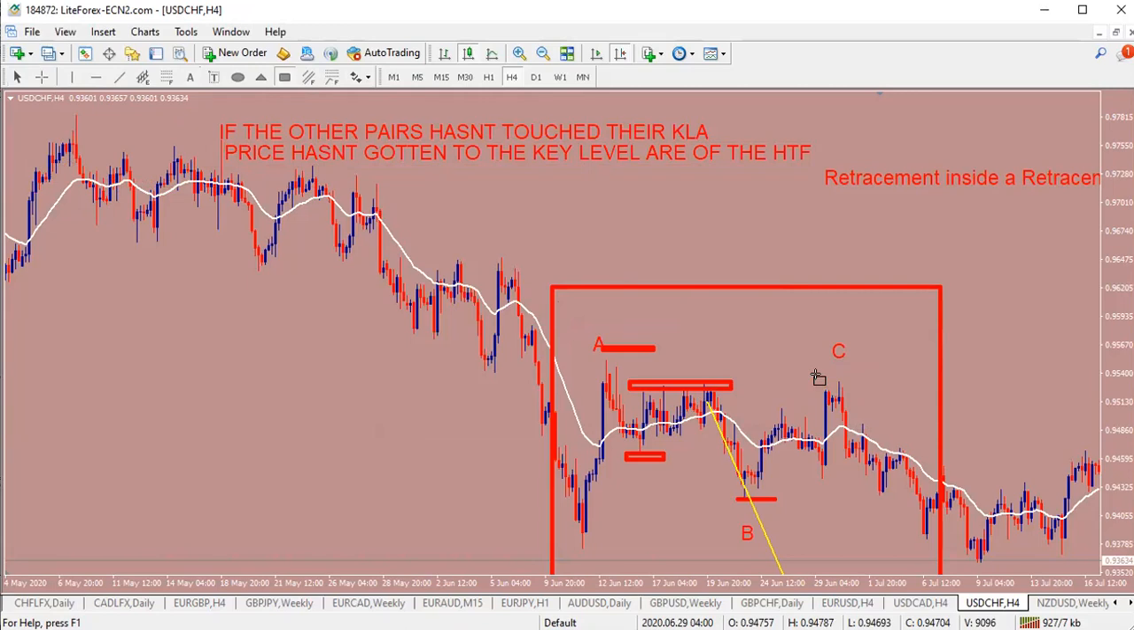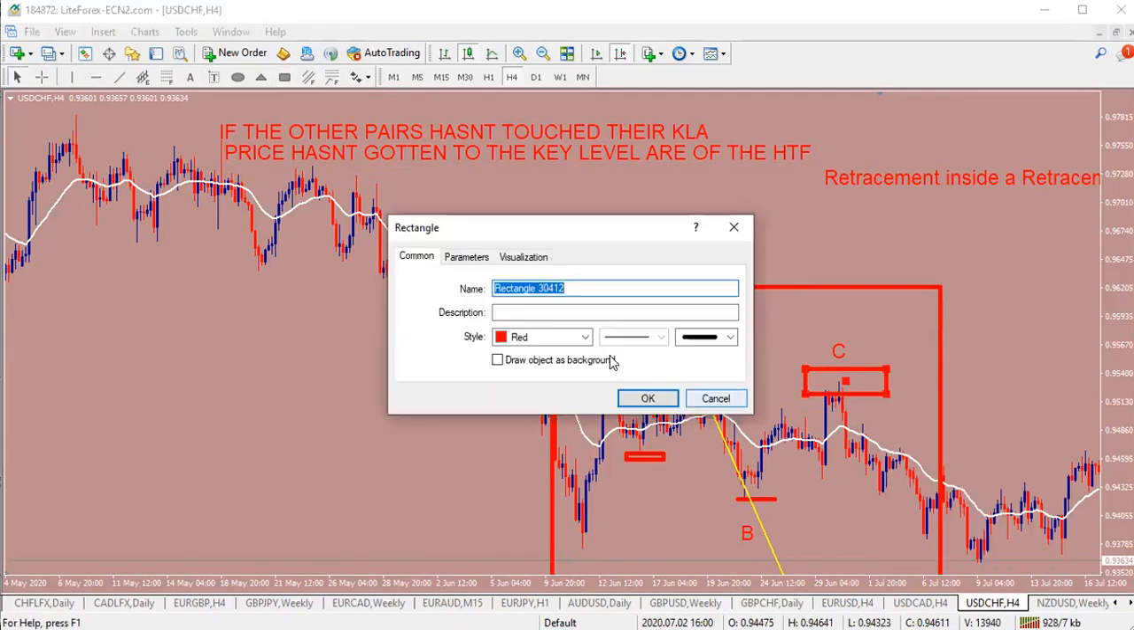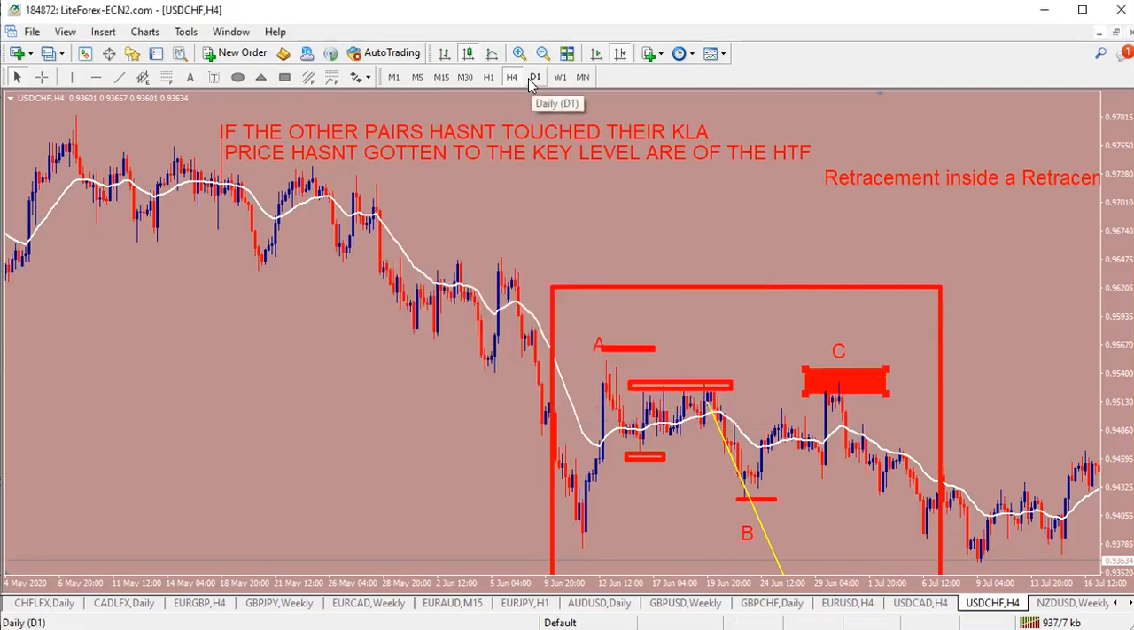Yes, sir. Now, if we shade there, let's shade this place and go to the weekly and see what happened at the weekly. Now, it is either that place you are seeing as C is a key level area on the daily or the weekly, and it might be a moving average level area. Are you getting it? Yes, sir.